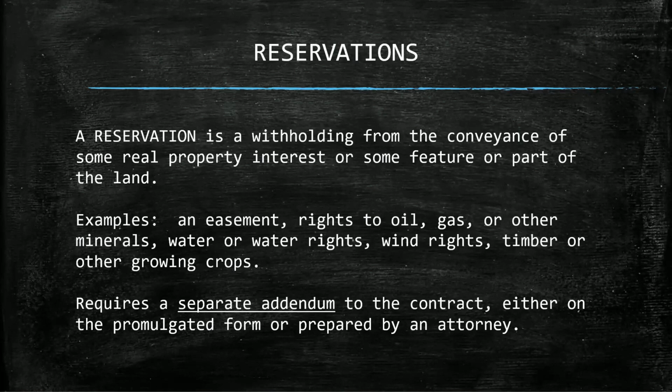If the seller wants to reserve any sort of mineral interest, oil, gas, other minerals, if they want to reserve any type of water rights, wind rights, if there's a turbine on the property, something like that, or if there is timber on the property or other sorts of growing crops, these would be things that would be reserved with a separate addendum. So there is a promulgated form, we're not going to go over it today, that is a reservation of oil, gas, etc. interests, or the parties could have an attorney prepare a specific form that would reserve these interests for the seller.